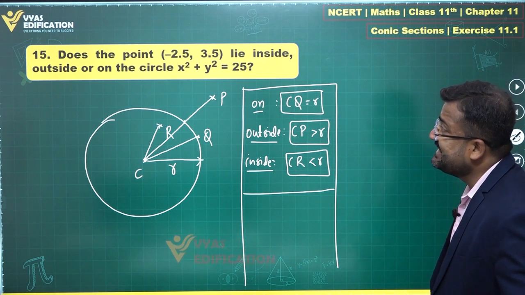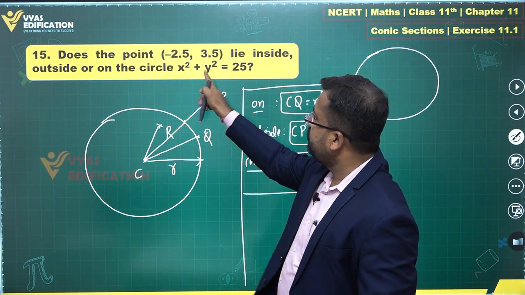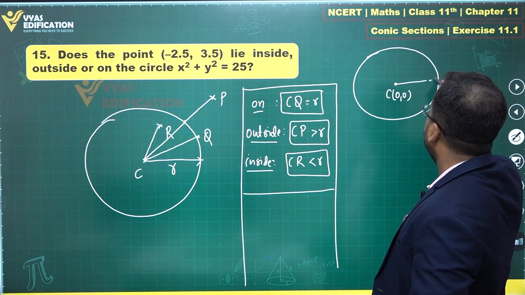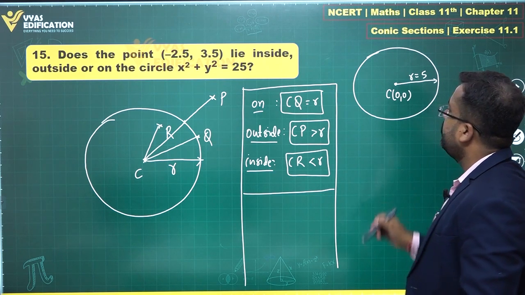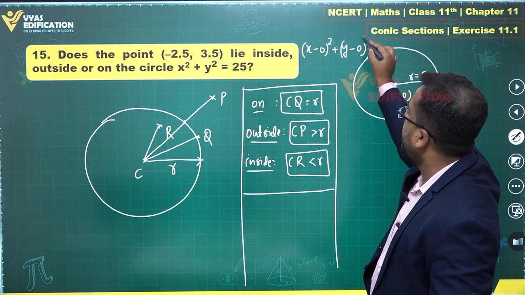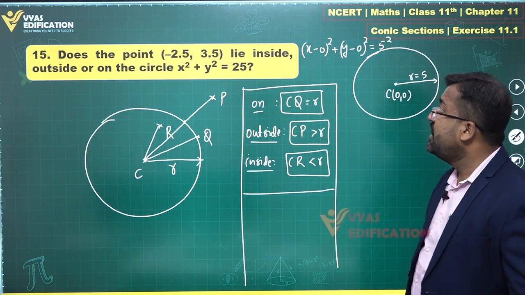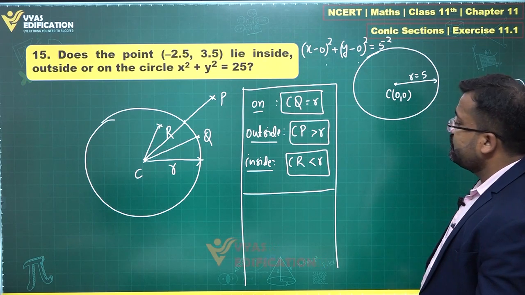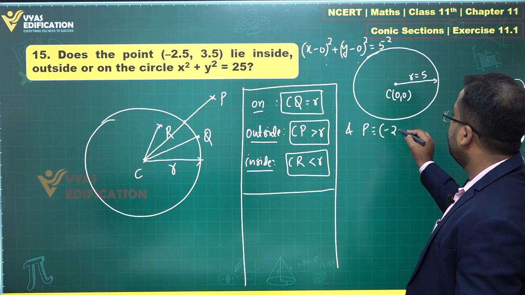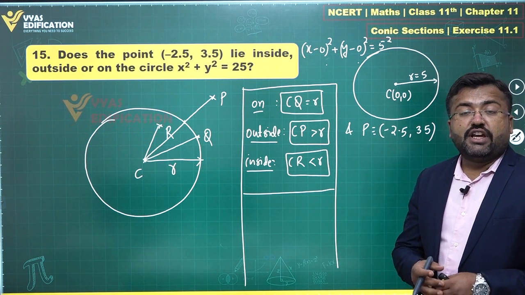Does this point lie inside, outside, or on the circle? For that, let's analyze that circle. That circle is (x minus 0) whole square plus (y minus 0) whole square is equal to r square. So the center is 0 comma 0 and the radius is equal to 5. We have written the equation as (x minus 0) square plus (y minus 0) square equals 5 square, and compared it with the equation of the circle in standard form, found the center as 0 comma 0 and radius as 5. And point P is the point minus 2.5 comma 3.5. We have to check whether P lies outside, on, or inside the circle.